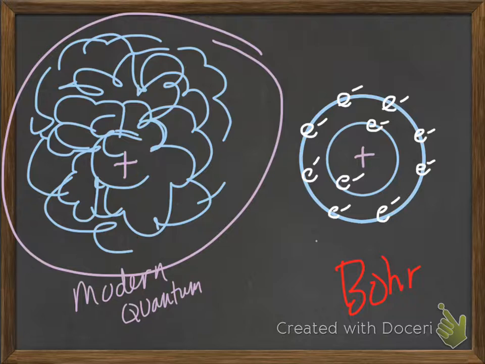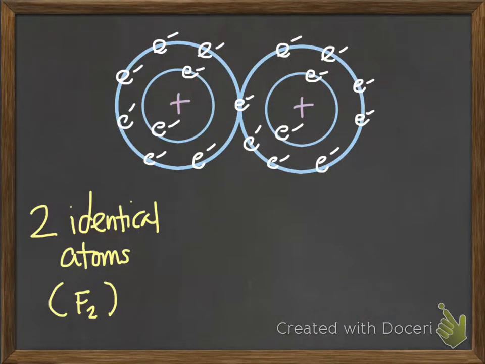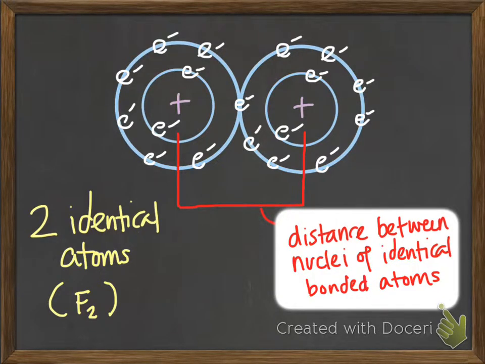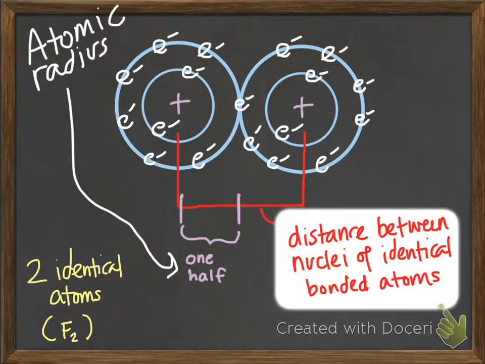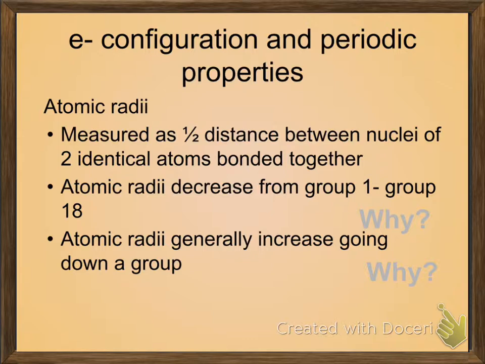Okay, with that out of the way, when we look at two identical atoms that are covalently bonded, that are sharing electrons, we can measure the distance between their nuclei. Well, great. If we look at 1/2 of that distance, that is the radius of that atom. Oh, so 1/2 the distance between the nuclei of identical bonded atoms, that's an atomic radius? You got it. Now, that's not so interesting, and obviously we're not measuring this with little calipers or anything.